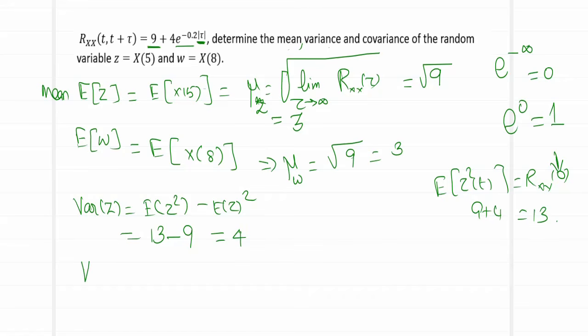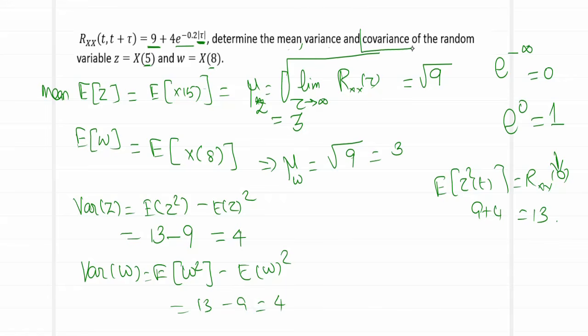In a similar way, what will be the variance of W? Whether it is going to be 5 or 8 is not going to matter. Hence it is the same, E of W squared minus E of W the whole squared. So this will also be 13 minus 9, which is equal to 4. The change occurs when we are finding the covariance. So now we'll have to see what the covariance of Z comma W is. This is the quantity we require.